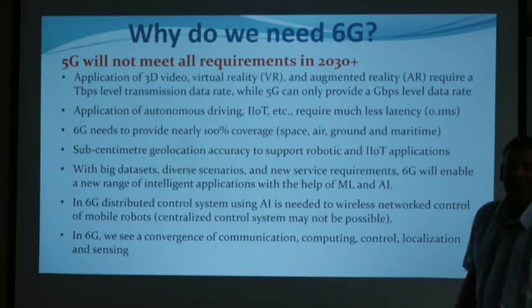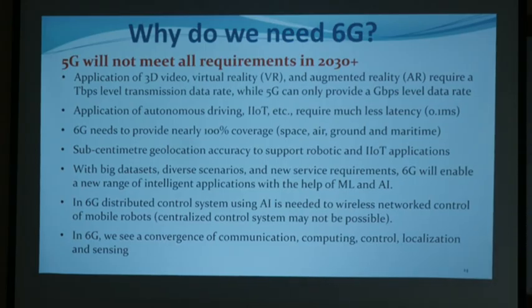So why do we need a 6G? Okay, so that's the question we need to ask. 5G is already providing a good quality of service. Why do we need a 6G? 5G will not meet all the requirements in 2030. Applications of 3D videos, virtual reality, or augmented reality require terabits per second data rate, while 5G can only provide gigabits per second. So in order to support virtual reality and augmented reality, etc., we need a terabits per second data rate. So that's why we need a 6G.